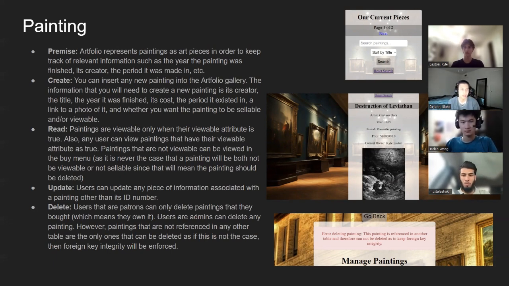The sellable attribute also comes into play here, because if the sellable attribute is true for the painting, you can see it in the buy menu. So viewable and sellable are different attributes: viewing the painting versus seeing it sold in the buy menu. You can also update the painting. Every attribute that I listed before can be updated other than its ID number, because that's something we need in the database to identify the uniqueness of the painting.